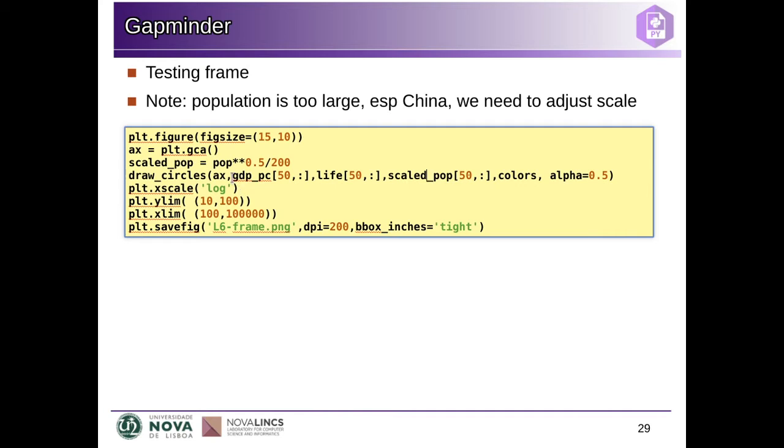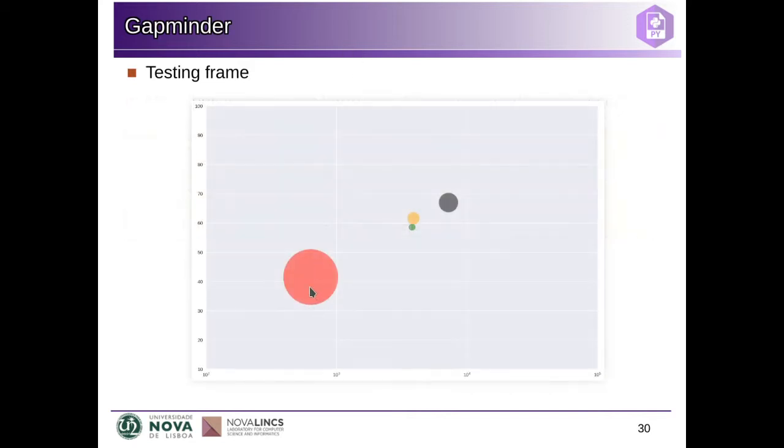I use the per capita GDP of 1950 for the X value here. So this is the row of index 50, all the columns for the 4 countries. I use the life expectancy too of the same year and the scaled population of the same year. So these are the X values, the Y, and the size of the circle. I use the colors I specified here that I don't have here, but they are these: red for China, green for Portugal, yellow for Spain, and black for Germany. And this is the result.